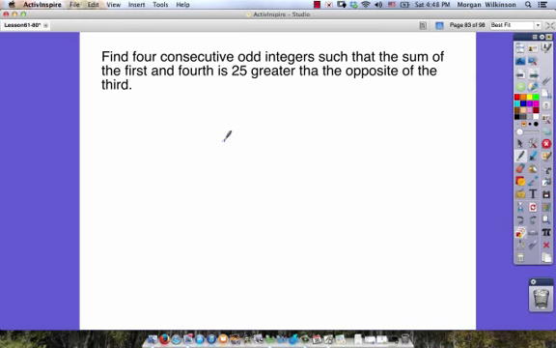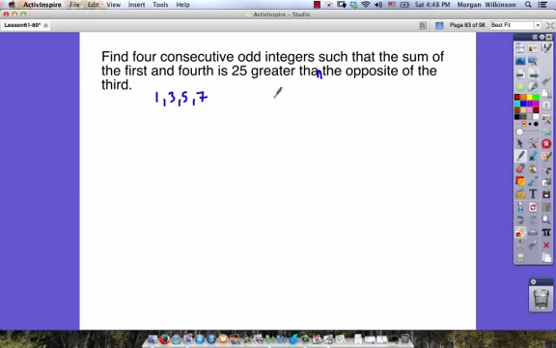Find 4 consecutive odd integers such that the sum of the first and the fourth is 25 greater than the opposite of the third. So 4 consecutive odd integers. We might have 1, 3, 5, and 7. Now just because they're odd doesn't mean there's anything different. We always add 2 in order to get to the next number, just like we had with even numbers.